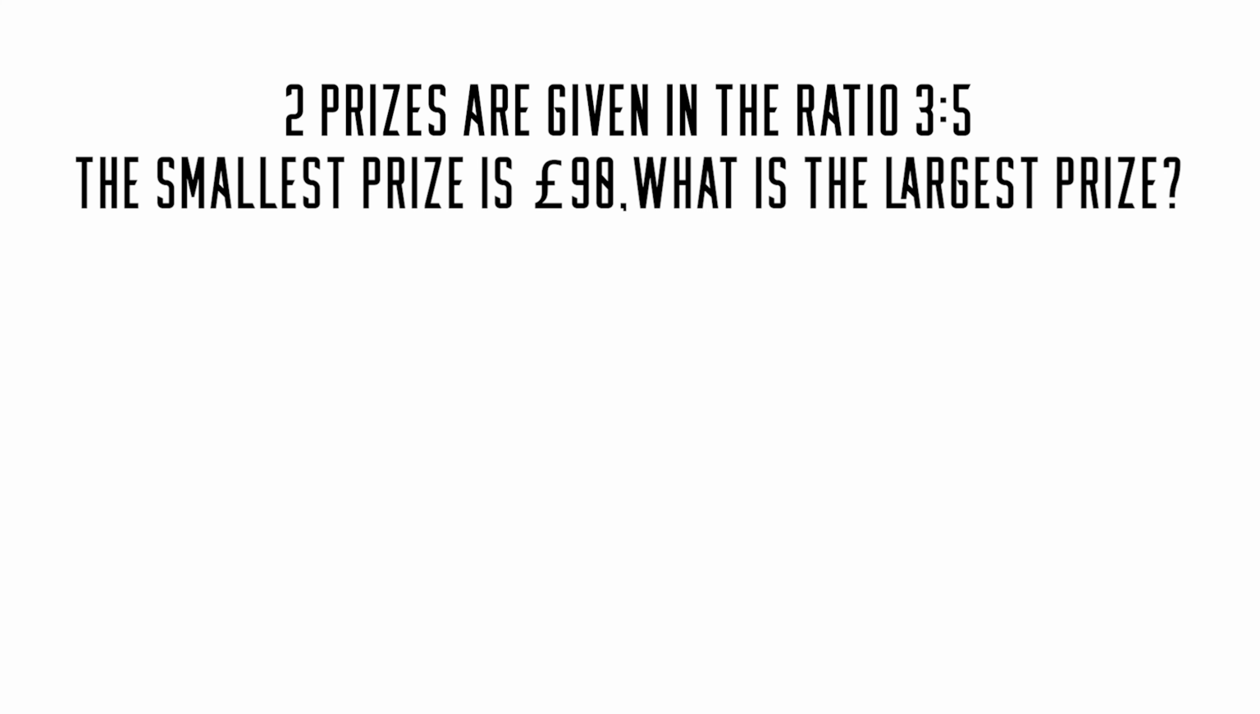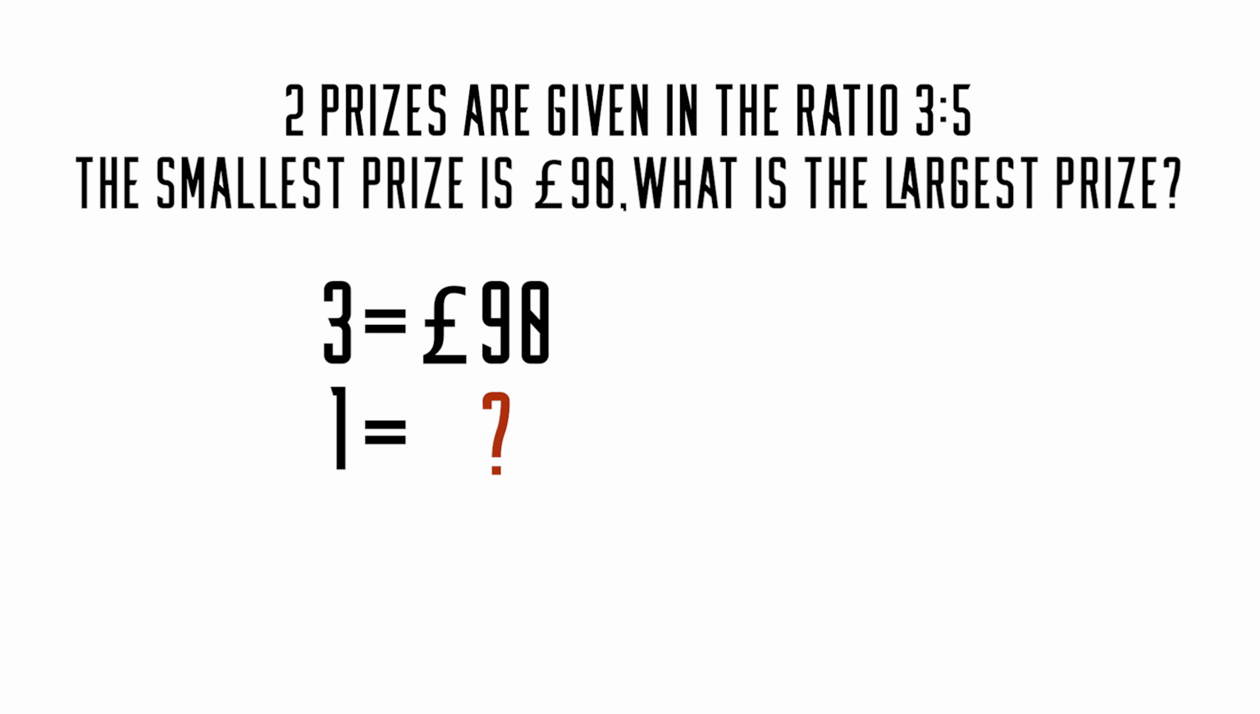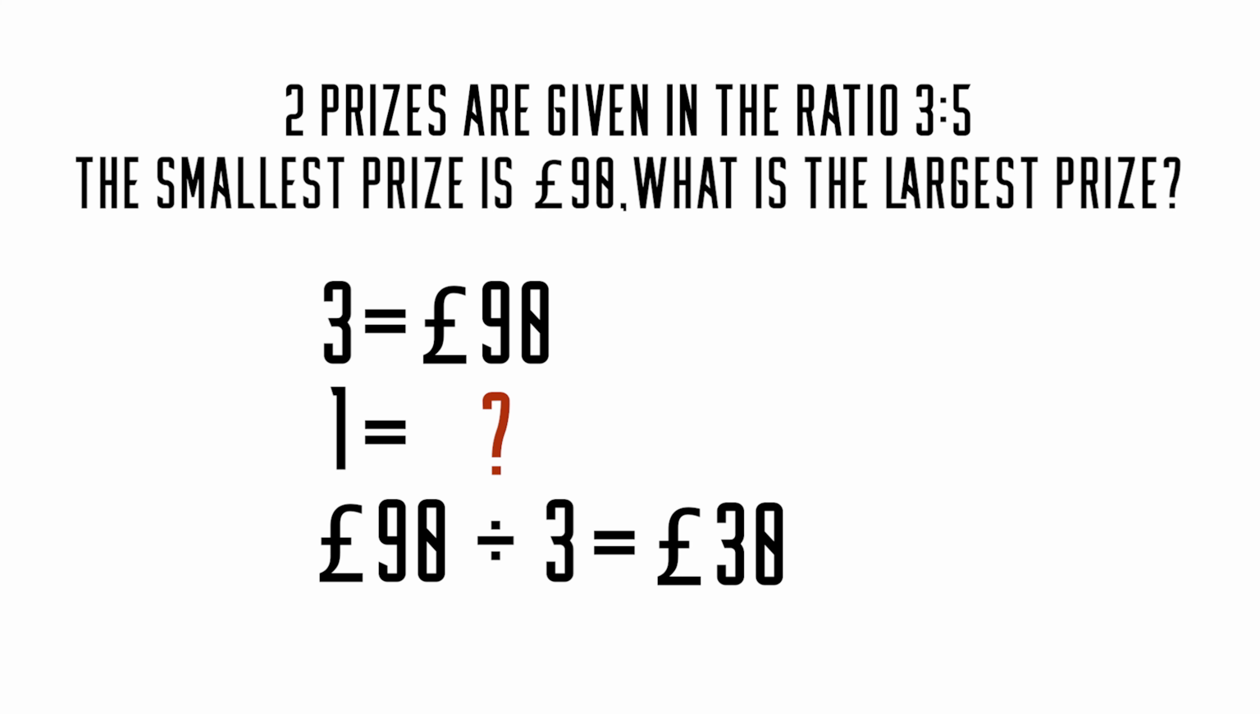Now we are given some useful information here. The smallest part of the ratio, 3, is equal to £90. This will help us solve the rest of the problem. We need to find out what one part of the ratio is equal to first. We know that 3 parts of the ratio are equal to £90, so we can take this £90 and divide it by 3 to find out what one part of the ratio is equal to. If we divide £90 by 3, we get £30.